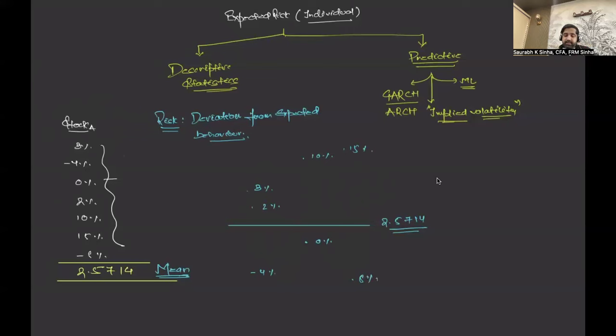You would calculate the deviation in a very simple way. What is the distance of this 3 from the 2.5714? That is the mean. What is the deviation from the mean? Sorry, this 2 should fall here. This is incorrect. 2%. What is the deviation from the mean?